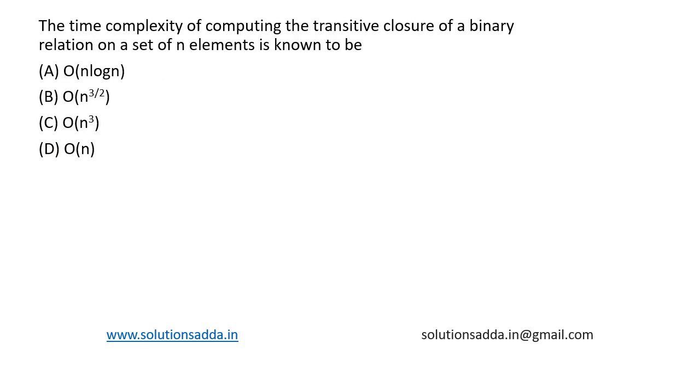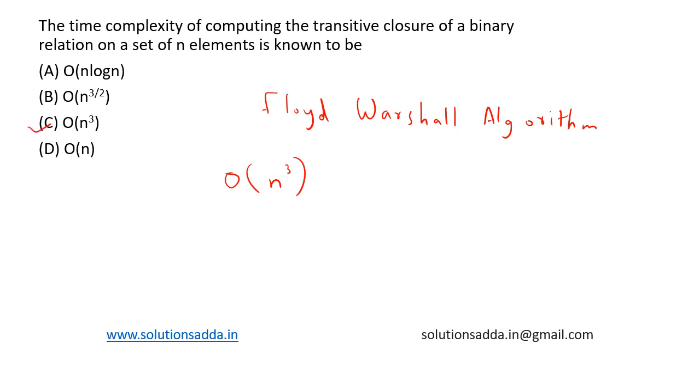This is a question from algorithms. The time complexity of computing the transitive closure of a binary relation on a set of n elements is known to be, and 4 options are given. So to compute the transitive closure of a binary relation on a set of n elements, we can use the Floyd-Warshall algorithm. And the time complexity to compute transitive closure using the Floyd-Warshall algorithm is order of n to the power 3. So the correct answer is option C, order of n cube.